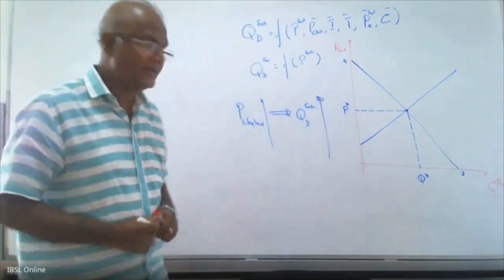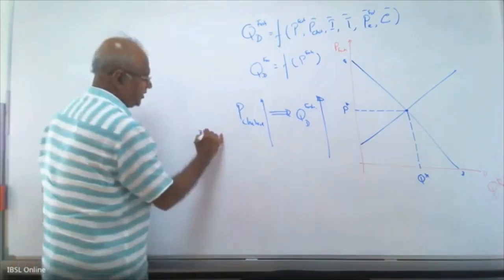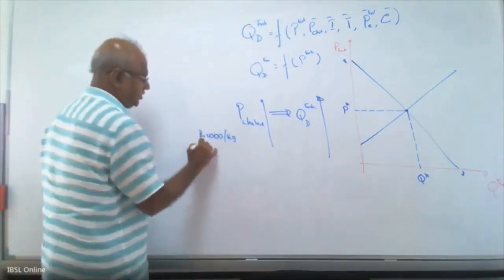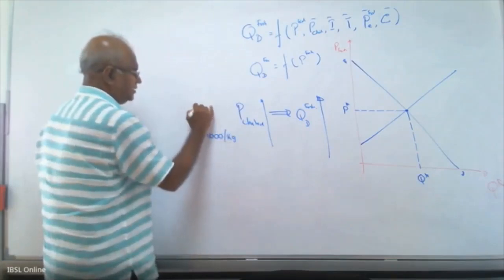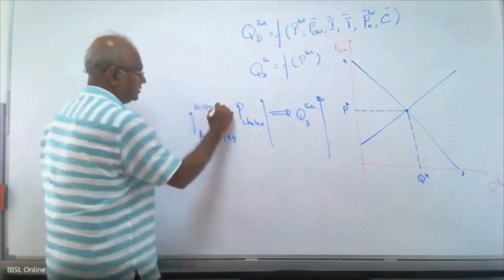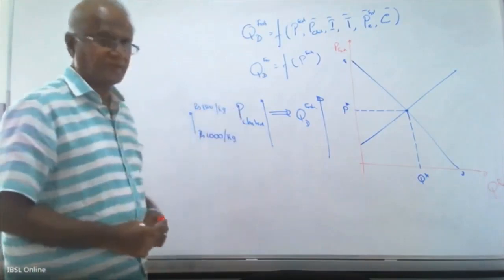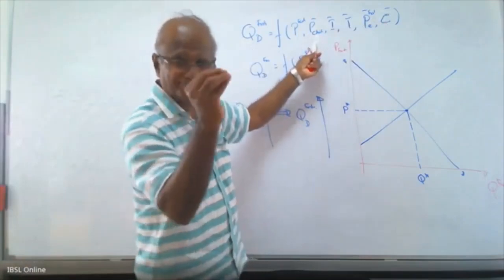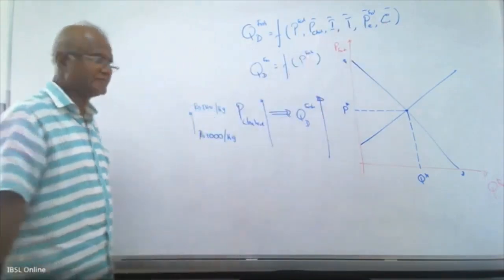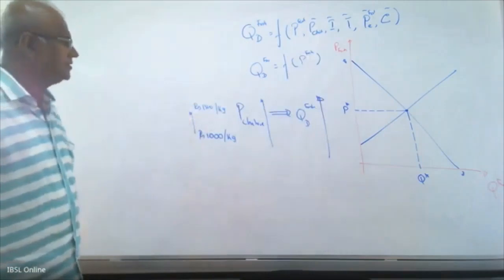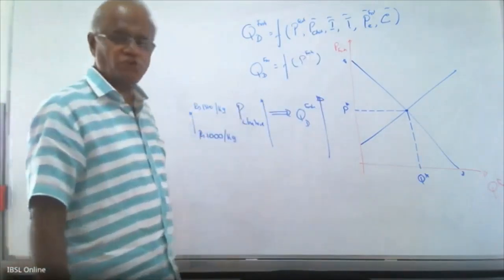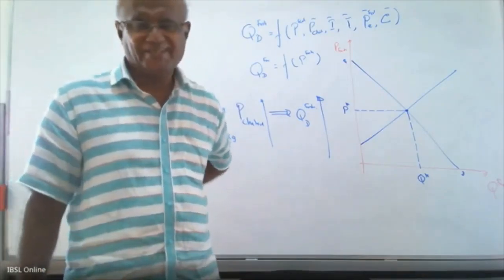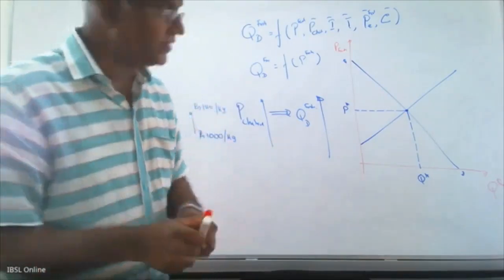Initially we assume the price of chicken is 1,000 rupees per kilogram. Now it increases to 1,500. All the other factors are constant. Now we are talking about only one of the fixed factors, the chicken price. It increases, so chicken is expensive. Now people will shift their demand to fish. Demand increases.